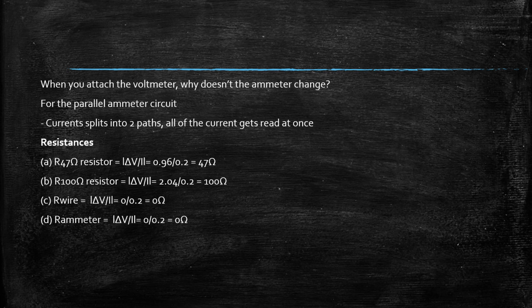And when the parallel ammeter circuit is created, currents go through two paths, and the ammeter reads more current, it reads a current of 0.06 amperes. And as you can see, these calculated values are in accordance with the ones of the simulation. We just did the difference in potential over the current, and we got 47 ohms and 100 ohms for each of the resistors, and for the wires and the ammeter we got 0, which was what we expected.